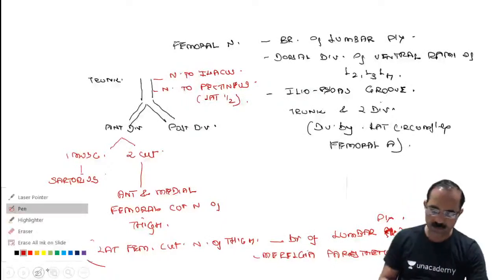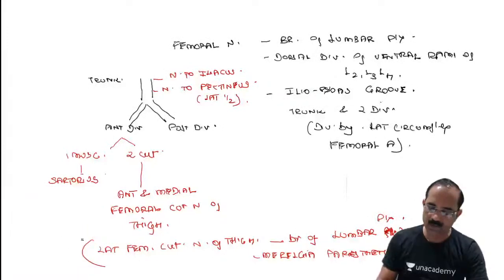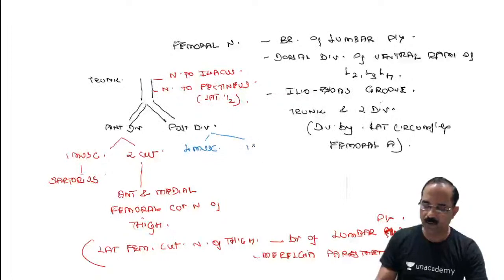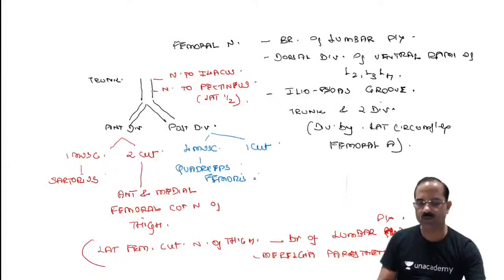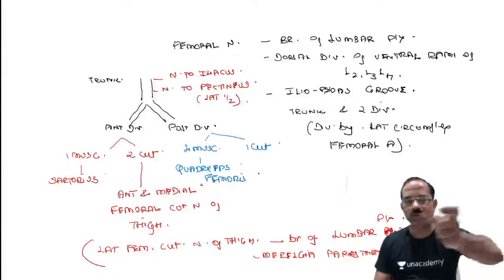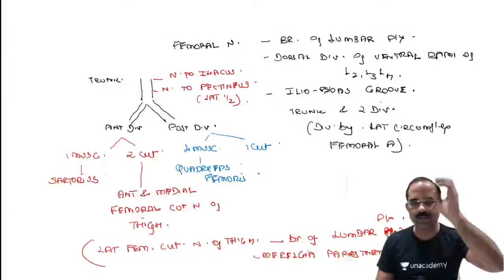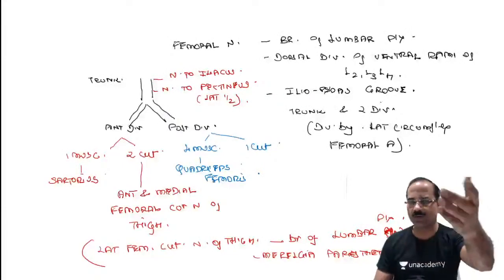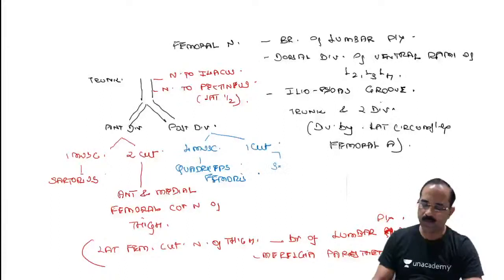So posterior division. Now coming to the posterior division, students. Posterior division gives 4 muscular branches and 1 cutaneous branch. 4 muscular branches to quadriceps femoris. Quadriceps femoris, we have 4 quadriceps. 1 is the rectus femoris and 3 vastus. Vastus lateralis, vastus intermedius and vastus medialis. So together 4 quadriceps. And 1 cutaneous branch. What is this nerve? Saphenous nerve. The cutaneous branch is the saphenous nerve.